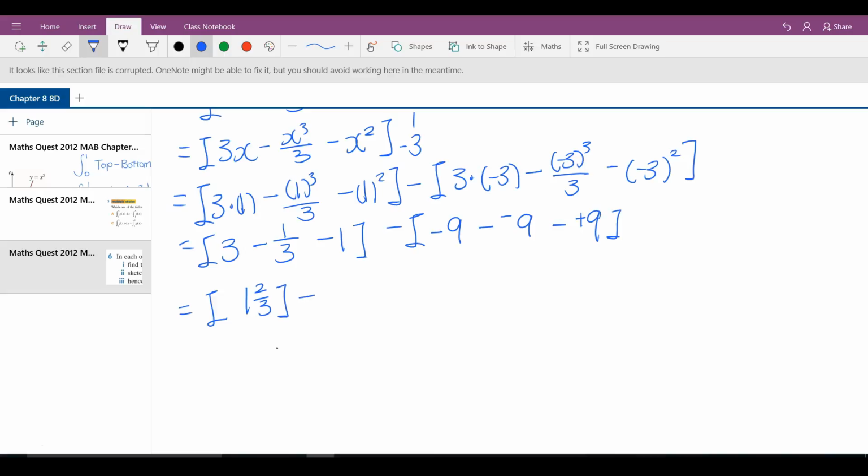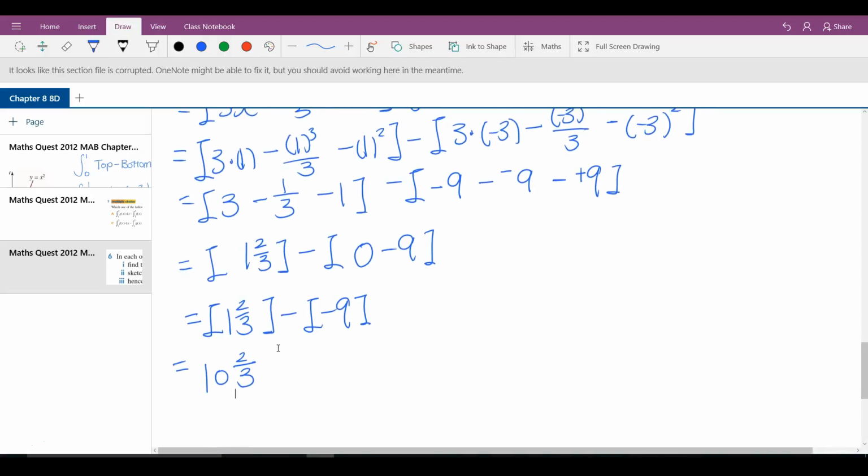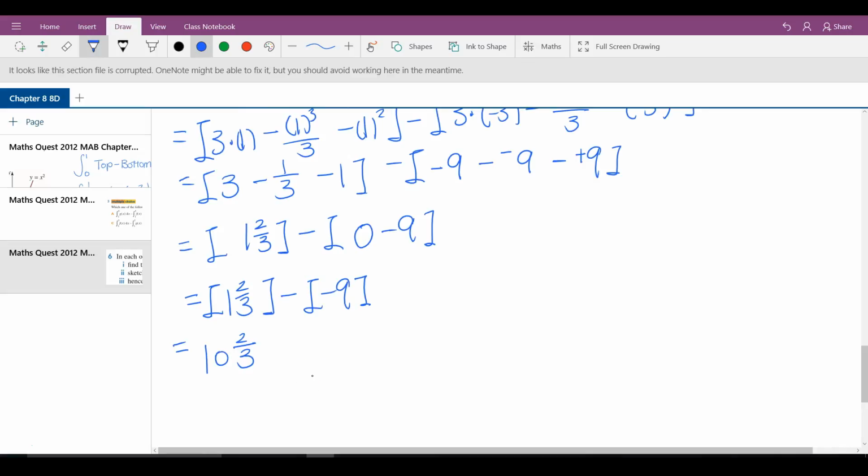Alright? Minus, okay, let's do the thing here. So -9 plus, so negative becomes a plus. So -9 plus 9 equal to 0. So 0 minus 9. So that's equal to 1 2/3 minus -9. So this becomes plus, right? So that becomes 10 2/3. Because 1 2/3 plus 9 is just 10 2/3. So that would be your answer.